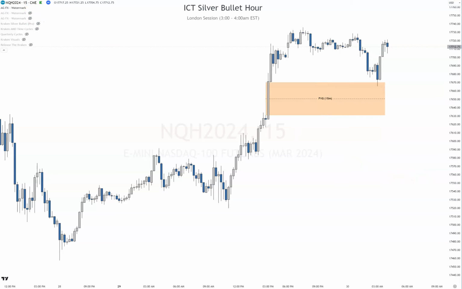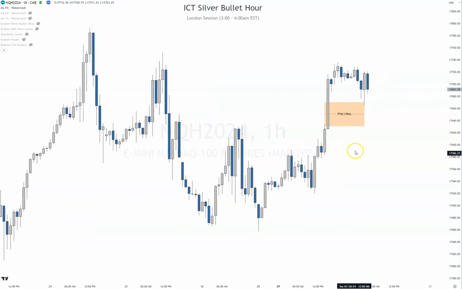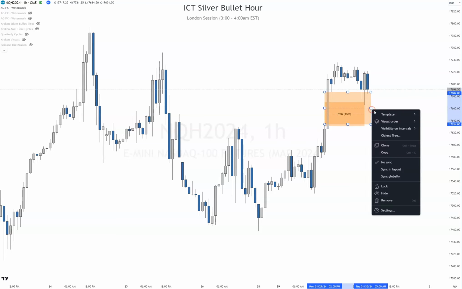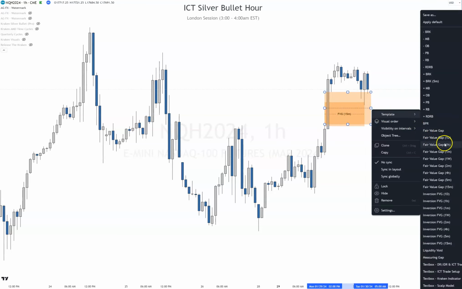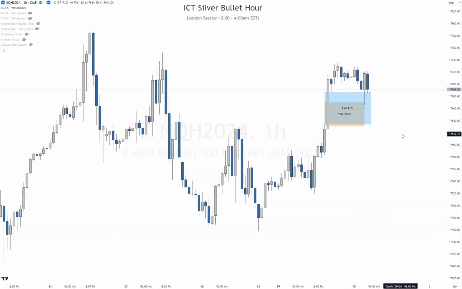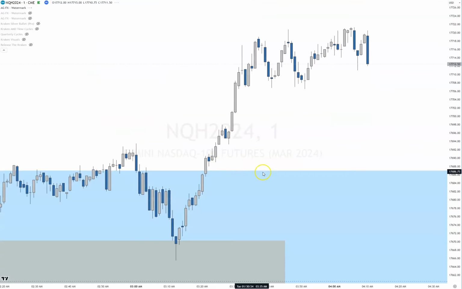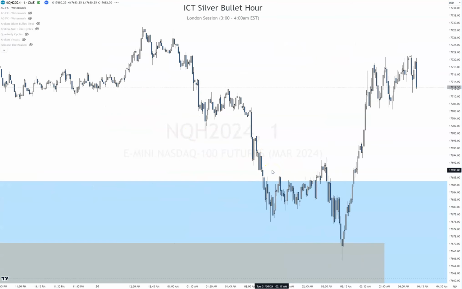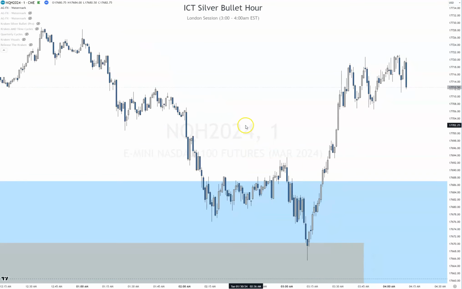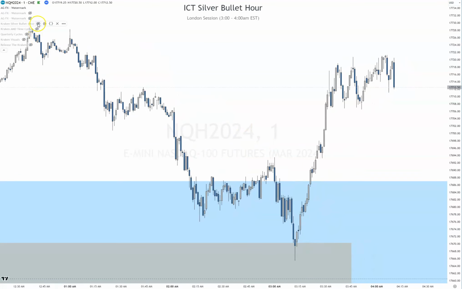Okay, now let's look at the 1 hour. And now we're in a 1 hour fair value gap, which takes precedence over the 15-minute fair value gap, right? So this is the 1 hour fair value gap. 1 hour fair value gap. All right, so let's go back down to the 1 minute and see what you guys see, before I start adding things on here.